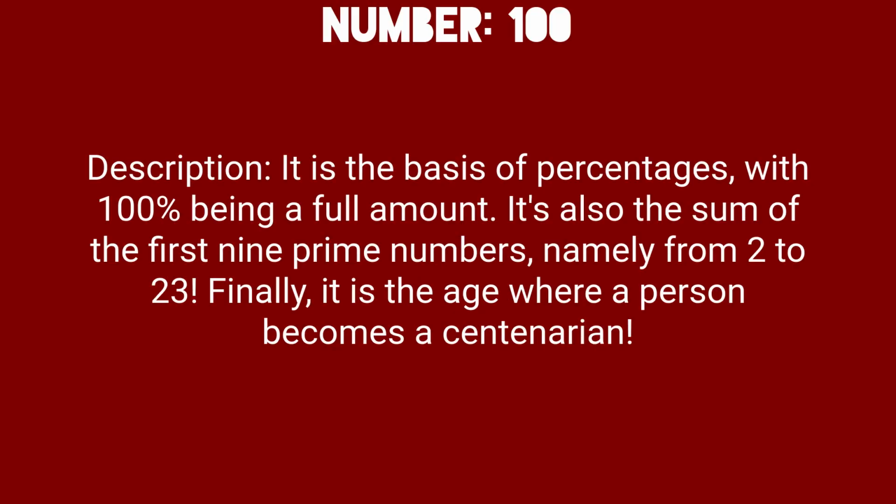10 to the second power. The result is 100. It is the basis of percentages, with 100% being a full amount. It's also the sum of the first 9 prime numbers, namely from 2 to 23. Finally, it is the age where a person becomes a centenarian.